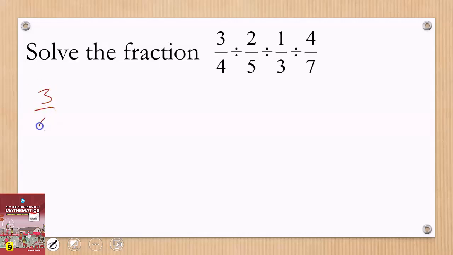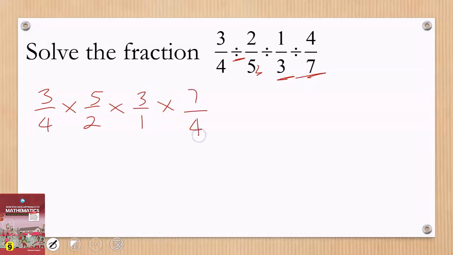So here we have 3 over 4 divided by this, which means I can change it to multiplication and do 5 over 2. Then divided by this, change it to multiplication and do 3 over 1. Divided by this, and change it to 7 over 4. So then the whole division now becomes multiplication like this, as simple as that. We check whether we can do simple cancellation. If not, let's split that into 2 and say 3 times 5 is 15, and then 4 times 2 is 8. Times, here too we have 3 times 7 is 21 divided by 4.